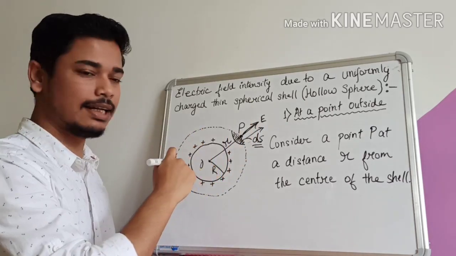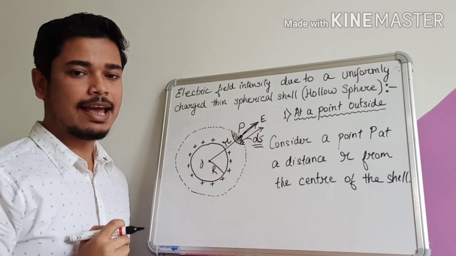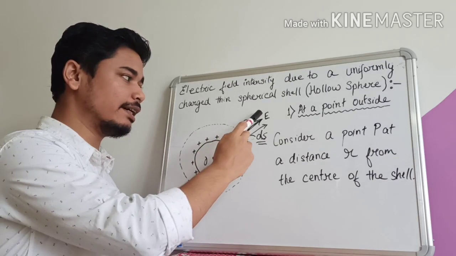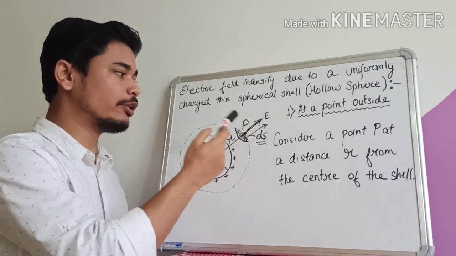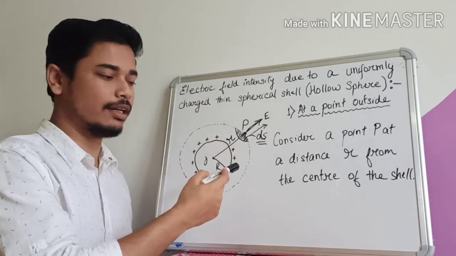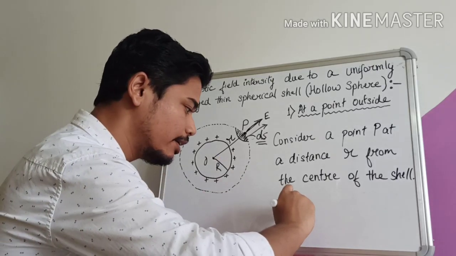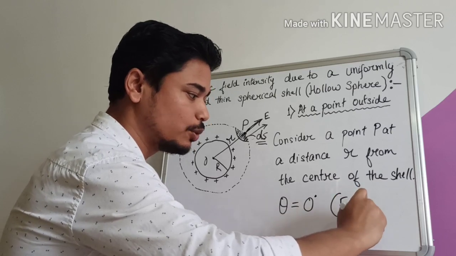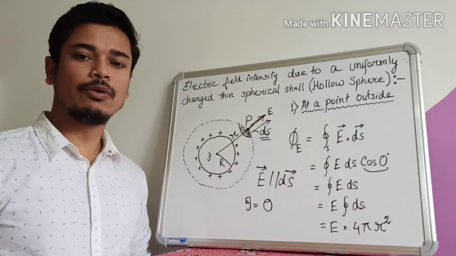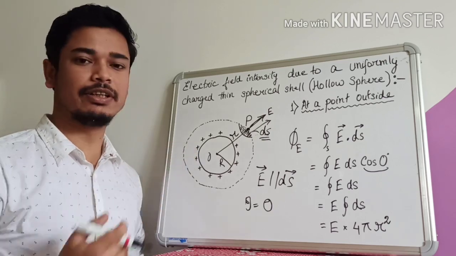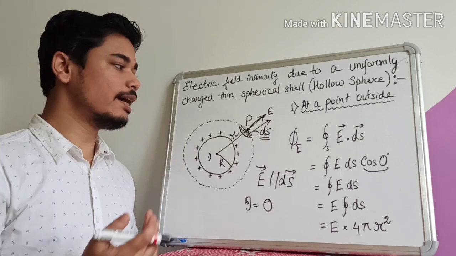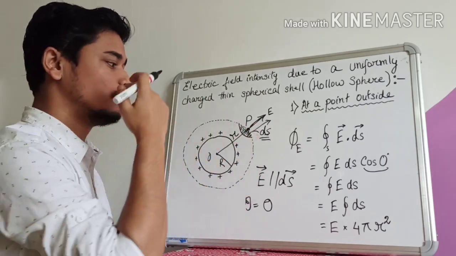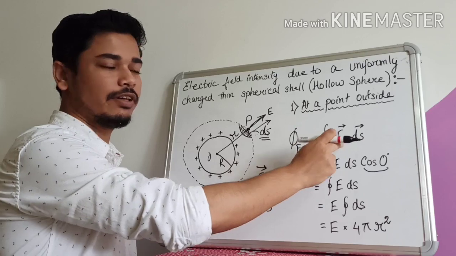So what we find here is that the direction of electric field E and the direction of ds will be the same. What will be the angle between the electric field vector and the area vector? That will be theta equal to 0 degree, since the electric field is parallel to the area vector. Now, in order to apply Gauss law for this surface, what do we have to do? We have to calculate the electric flux. So what is the electric flux for this outer sphere? We get the electric flux to be integration of E dot ds.